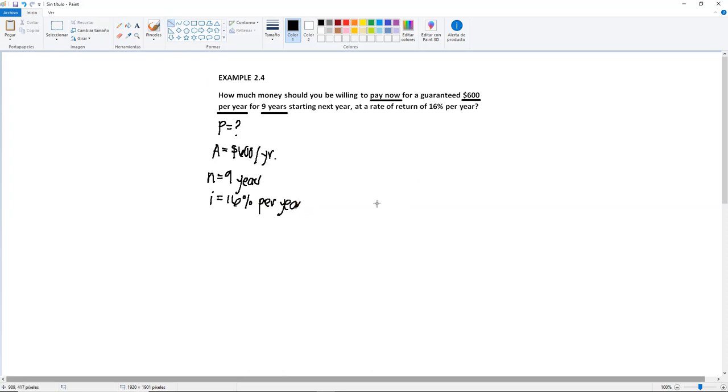So now let's draw the diagram. It's 9 years that we need to draw. So there you go, 9. I just start with 0, 1, 2, 3, 4, 5, 6, 7, 8, and let me add one more over here, 9. Okay, so we know that the P is now, and it's how much you're willing to pay, so it's going to go down. That's the P, the unknown.